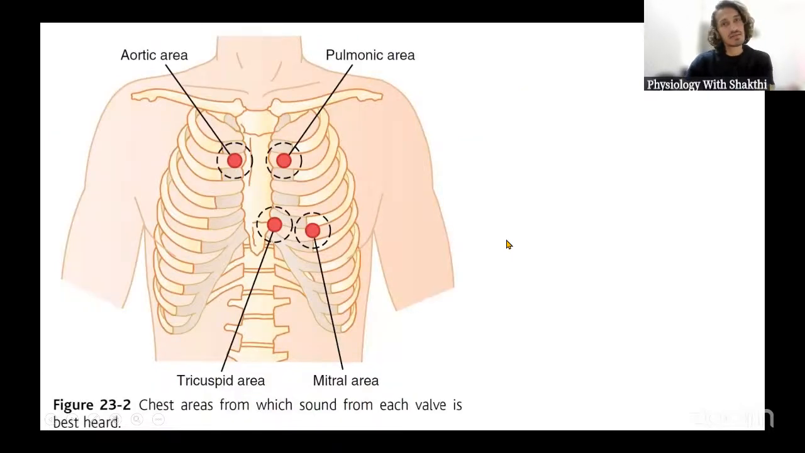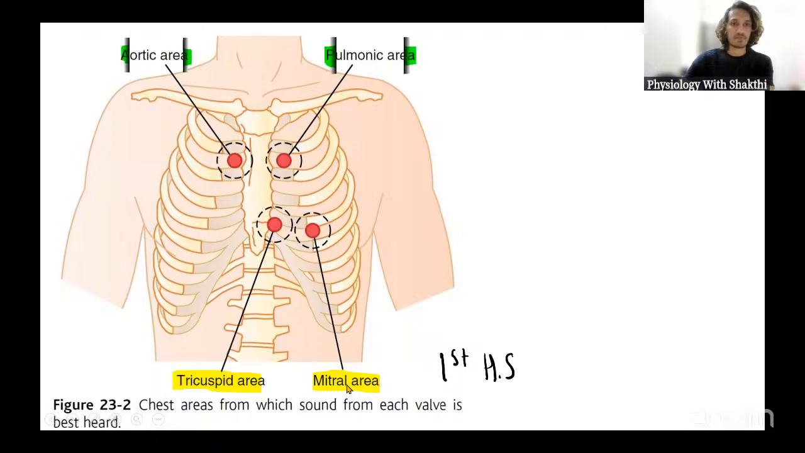The next question is your heart sound. When you're talking about heart sounds, you have the first heart sound and the second heart sound, majorly. The first heart sound is best heard in the tricuspid area and the mitral area. The second heart sound is heard in the pulmonary area and the aortic area. The mitral area is where the apex beat is. The tricuspid area is around the fourth intercostal space at the left margin of the sternum. The second intercostal space on either side is your pulmonary and aortic area.